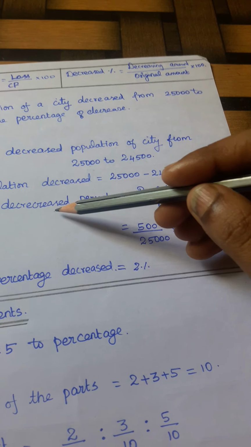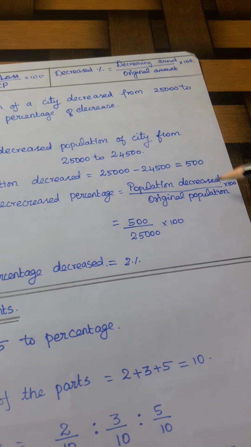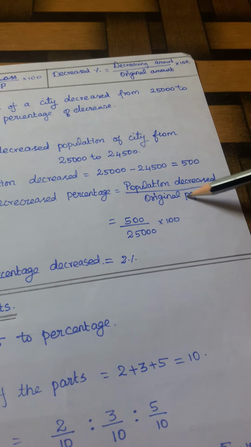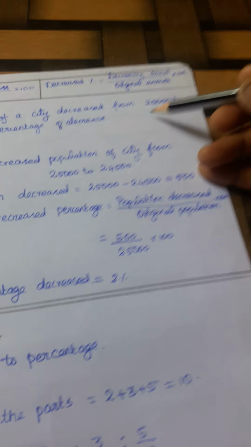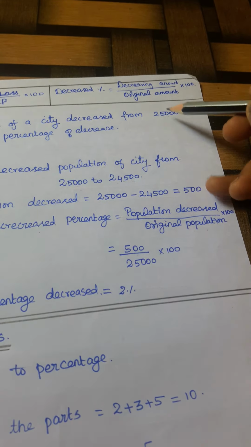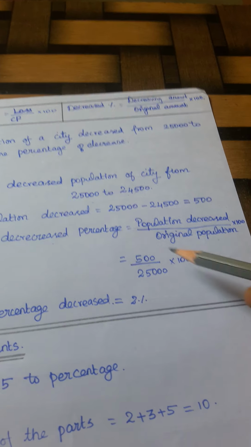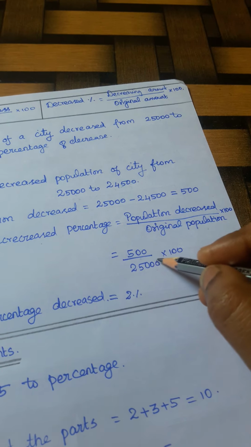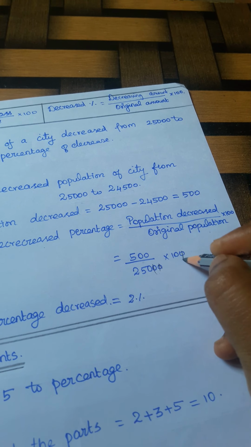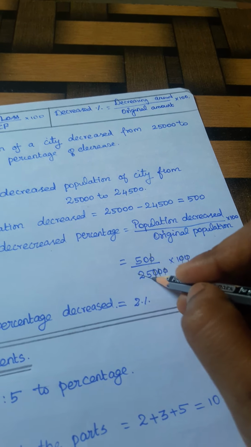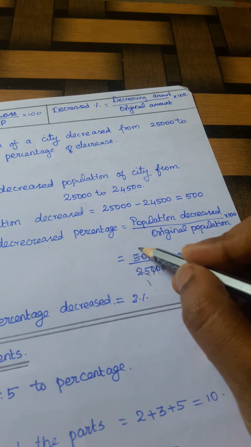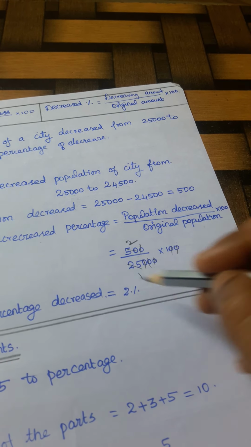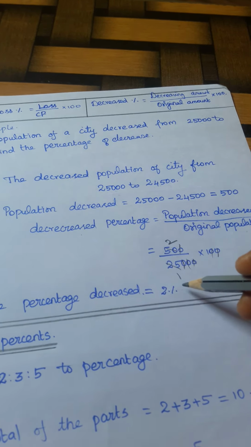Now to find the decrease percentage, we use this formula: population decrease divided by original population. Here the original population is 25,000, because from 25,000 it decreased to 24,500. So 500 divided by 25,000 into 100. Now we cancel these zeros. Then 125 is 25, and 2 twenty-fives are 50. So the percentage value is 2%.